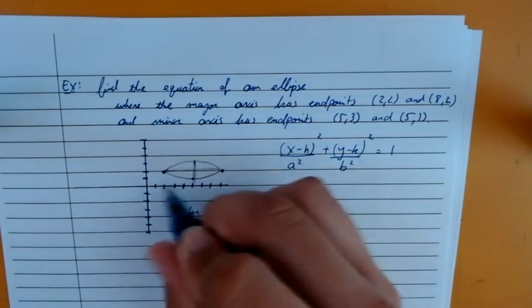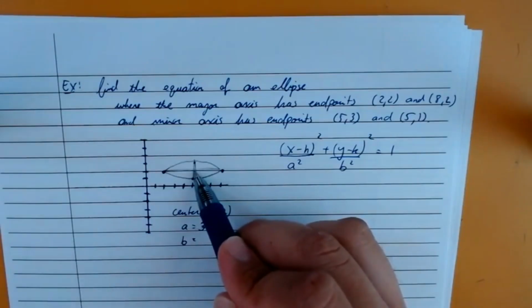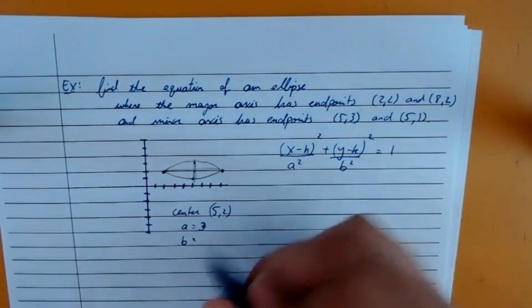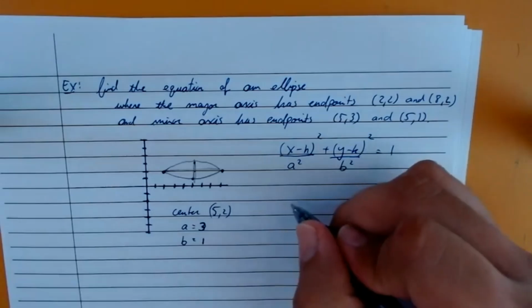Remember, a is always the larger of the two. Here, b must be the smaller axis. And from here, I would travel up 1 step or down 1 step. Either way, b is equal to 1. So now, taking all that information, we have our result.